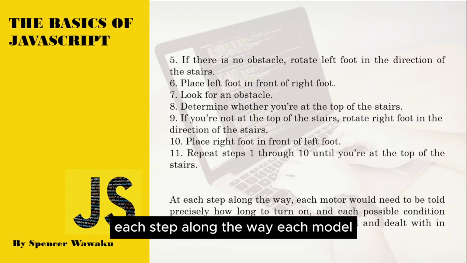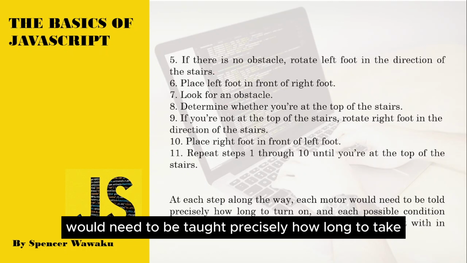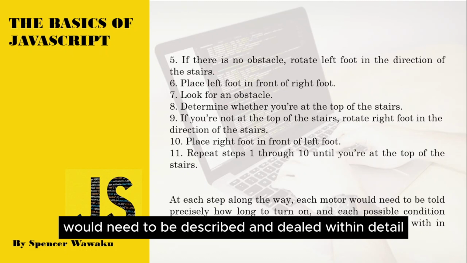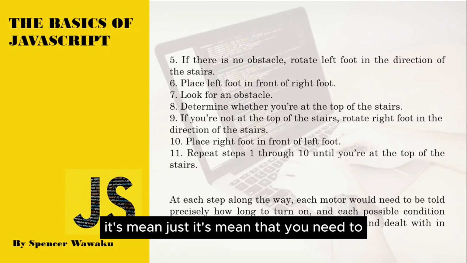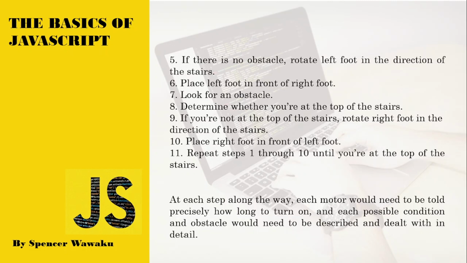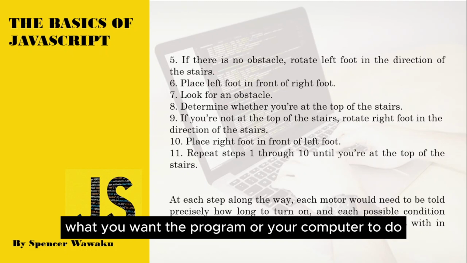Each step along the way, each motor would need to be told precisely how long to turn, and each possible condition and obstacle would need to be described and dealt with in detail. It means that you need to give more detail. You need to be precise about exactly what you want the program or your computer to do.